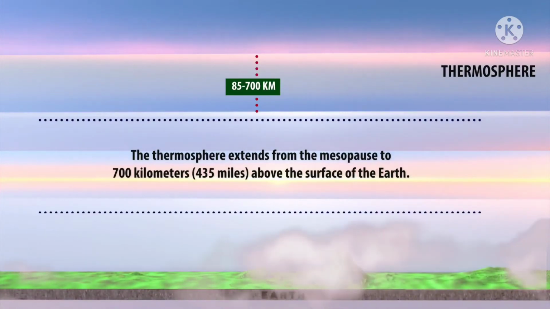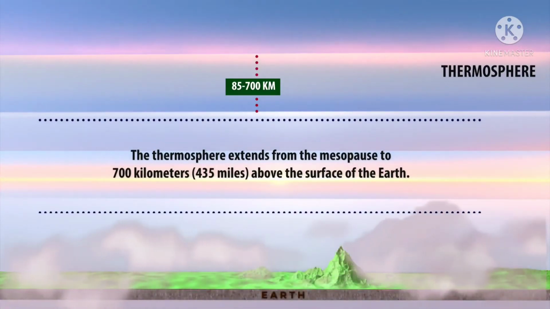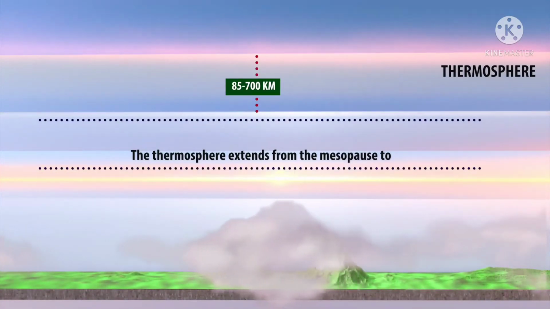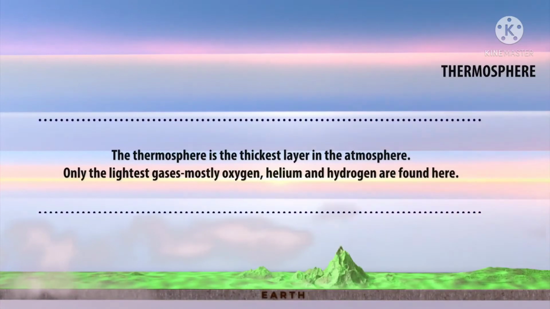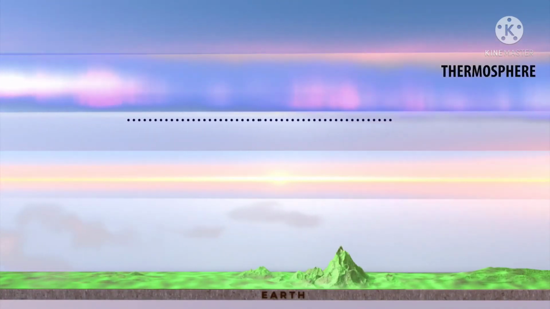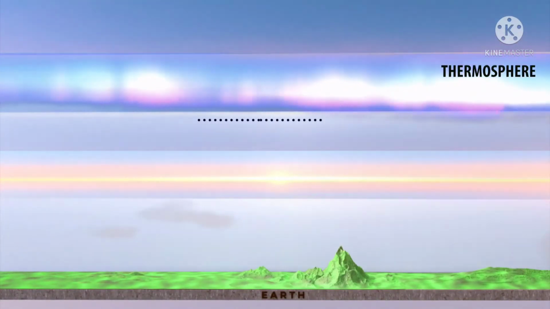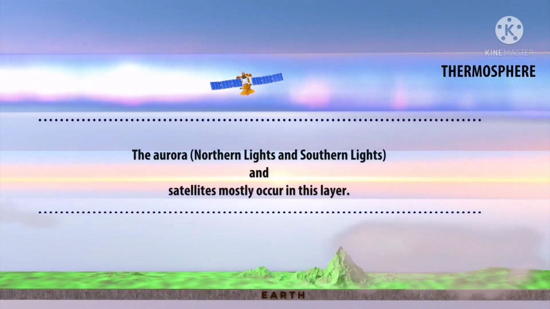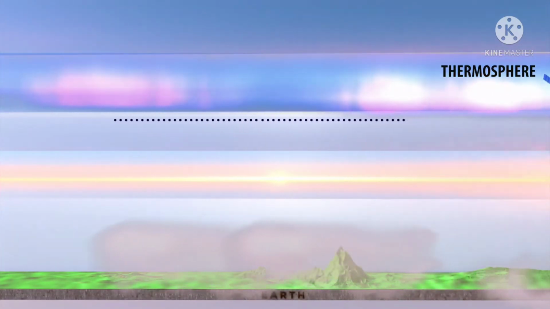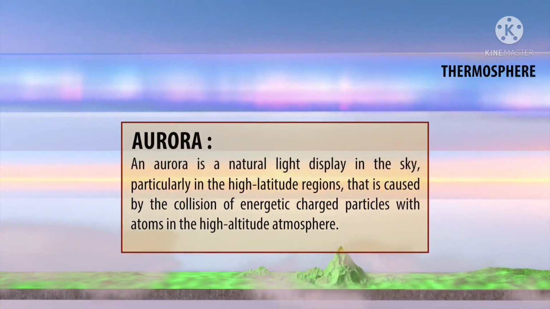The thermosphere extends from the mesopause to 700 kilometers above the surface of the Earth. The thermosphere is the thickest layer in the atmosphere. Only the light gases, mostly helium and hydrogen, are found here. The aurora, the northern lights and southern lights, and satellites mostly occur in the thermosphere.